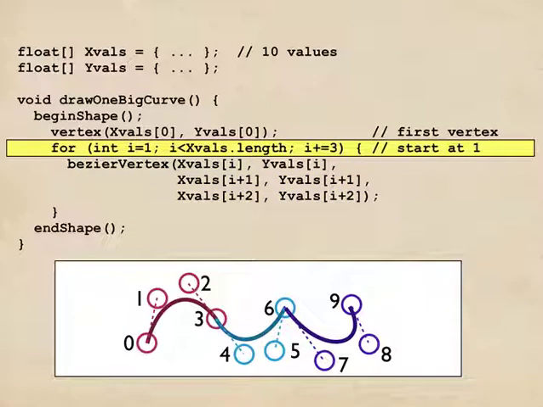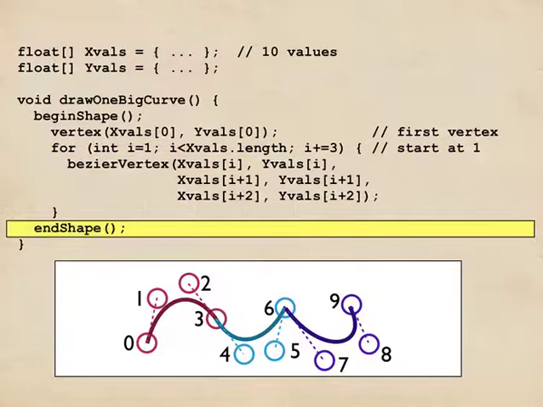i has the value 7, we add 3 to it, that makes it 10. And now we check its value. Is 10 less than 10? No, it's not. So we're done. We hit endShape and we're finished.